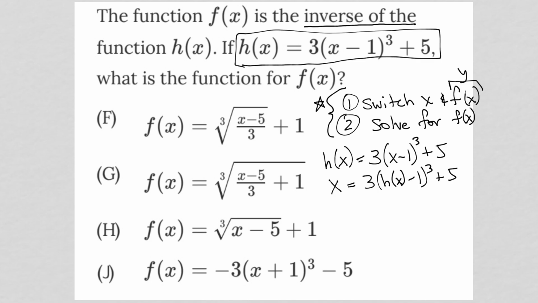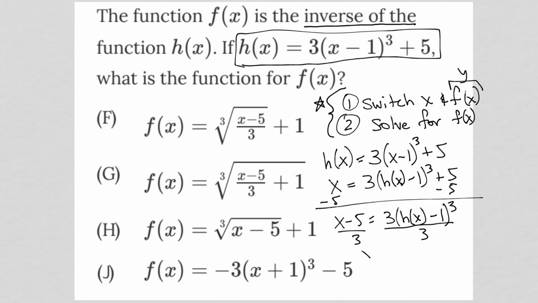Two, now I need to solve for h of x. All right, how do I do that? Well, first I'm going to subtract 5 from both sides. So I have x minus 5 equals 3 parentheses h of x minus 1 close parentheses cubed. I'm going to then divide by 3. So I have x minus 5 over 3 is equal to h of x minus 1, all in parentheses, to the third power.